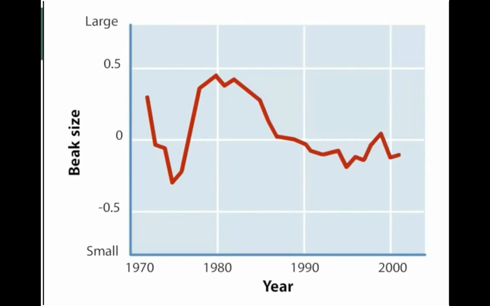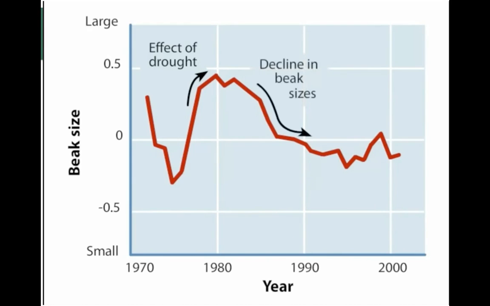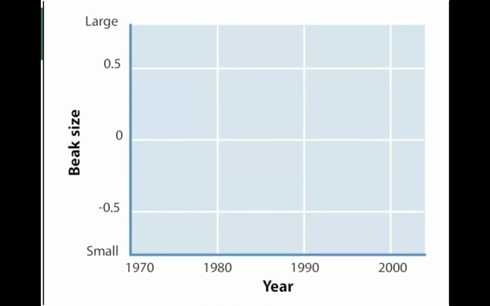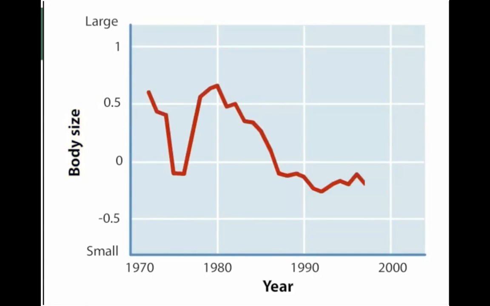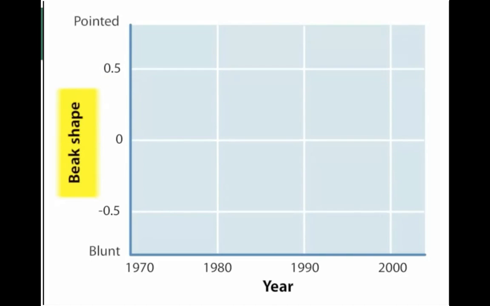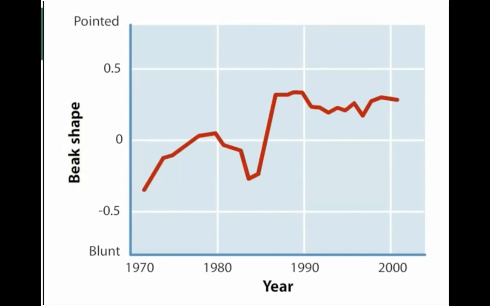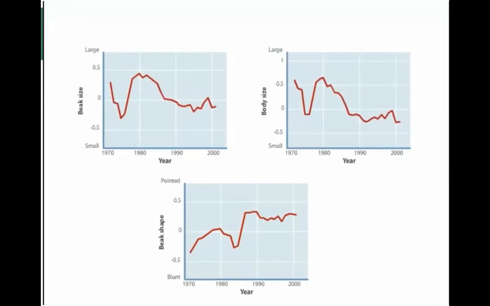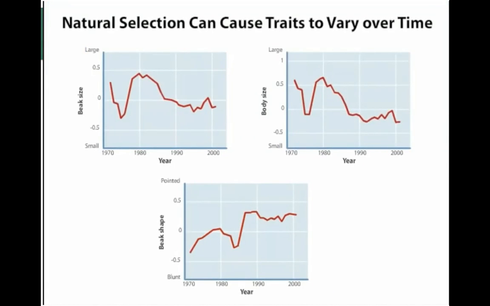As this graph shows, the drought of 1977 had a strong, but temporary, effect on increasing beak sizes. Over time, average beak sizes returned to values similar to those observed at the beginning of the study period. The body size of the birds was also measured for this 30-year period. Body size, which decreased over time, was also subject to bouts of natural selection. Beak shape also changed. The researchers found that over time, the beaks of the birds had changed from a more blunt to a more pointed condition. As this research shows, natural selection can cause traits to vary over time within a species, constantly reshaping a species in an ever-changing world.